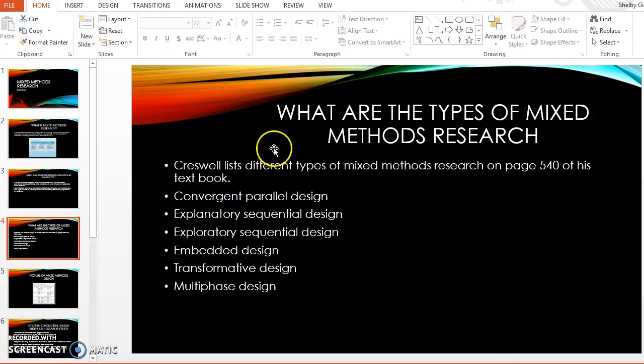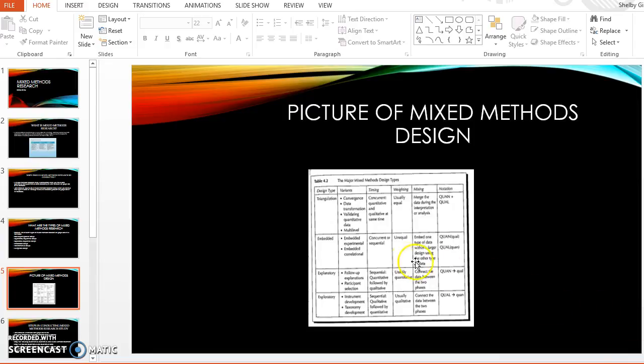Okay, so this brings us up to what are the types of mixed methods research. And Creswell lists different types. He has convergent parallel design, explanatory sequential design, exploratory sequential design, embedded design, transformative design, and multi-phase design on page 540 of his book. So we'll go down. And this picture gives you an idea of what he was talking about.